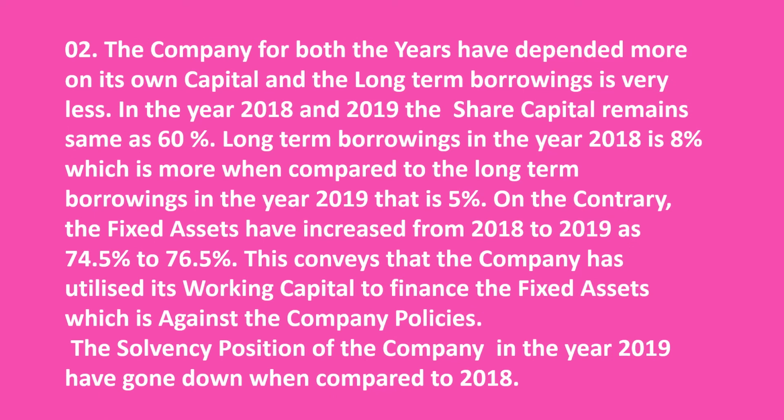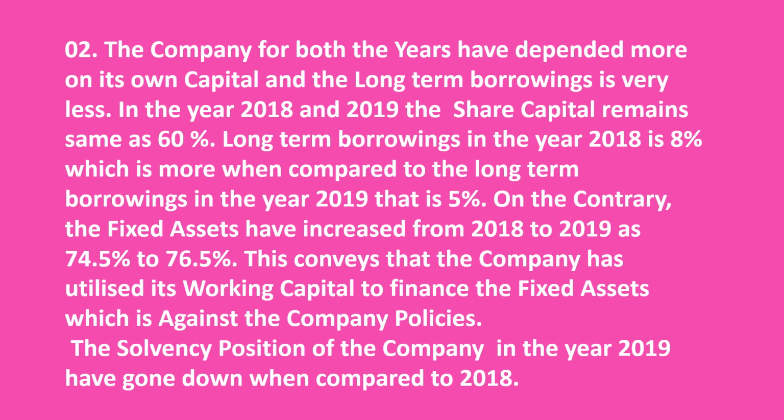So what we studied is, out of 100%, the share capital is 60%. So what does it mean? The company has depended more on its own capital in both the years, that is 2018 and 19, and the long-term borrowings are very less. In the years 2018 and 19, the share capital remains the same at 60%, whereas the long-term borrowings in the year 2018 is 8%, which is more when compared to the long-term borrowings in the year 2019, that is 5%. You can also write the amount as well.